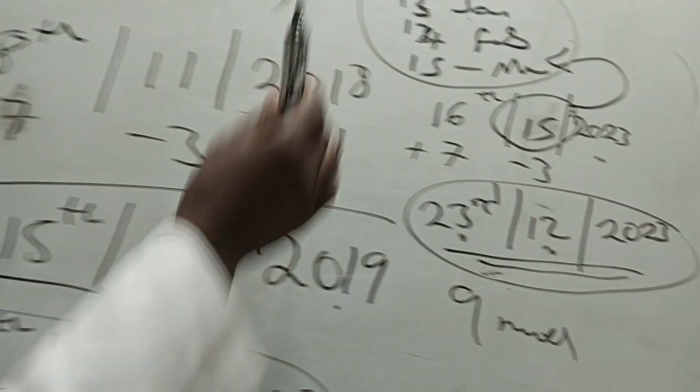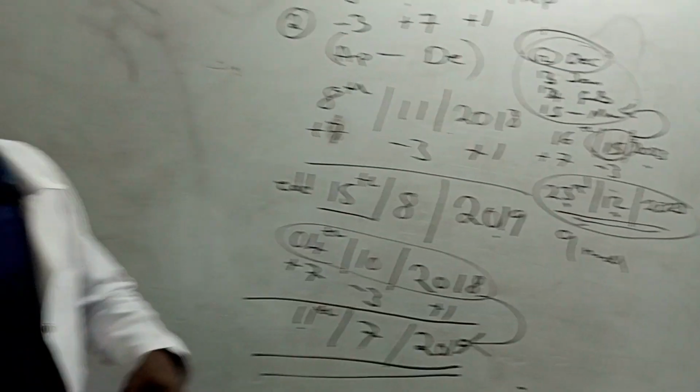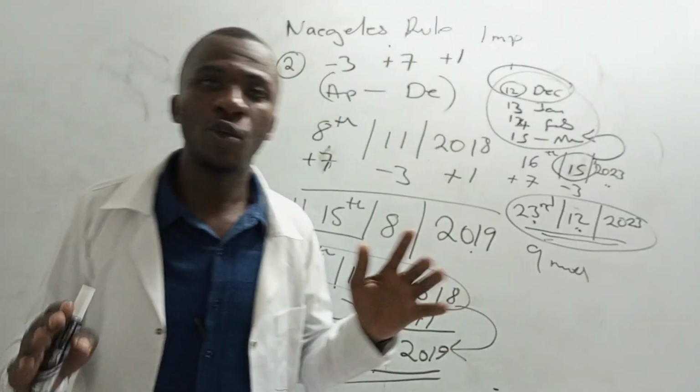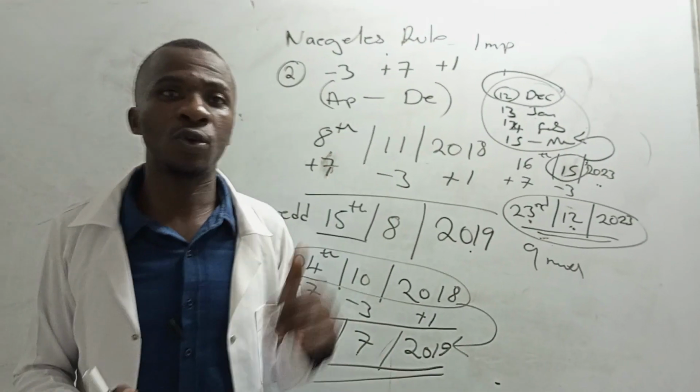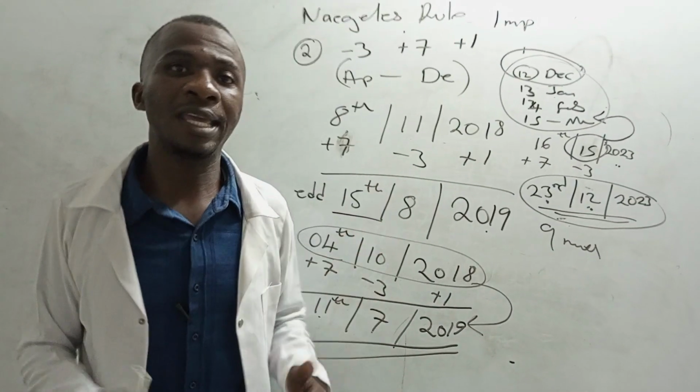So this has been the approach. In case you have difficulties in calculating the EDD, you need to subscribe to our YouTube channel for more insight on how to calculate the expected date of delivery using Nagel's rule.